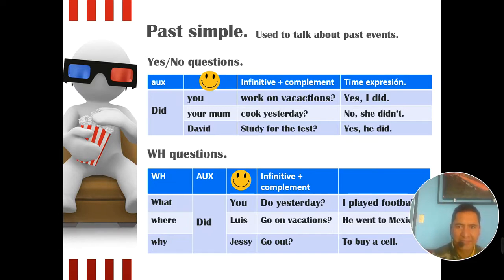Don't forget, we have also WH questions, the open questions that start with what, where, when, why, etc. The formula is very similar. For example, what did you do yesterday? I played football. Where did Luis go on vacations? He went to Mexico. Why did Jessie go out? She went out to buy a cell. Don't forget about the formulas. In a yes no question, we start with the auxiliary did plus subject plus infinitive plus complement plus time expression. When you have a WH question, the question word goes at the beginning, then the auxiliary, the subject, the infinitive, plus the complement.